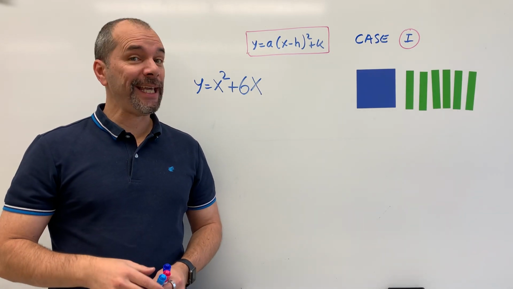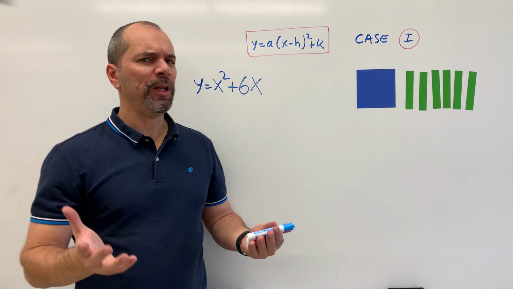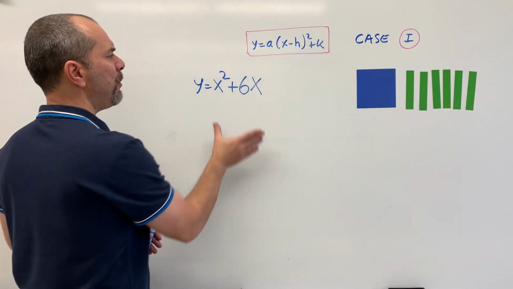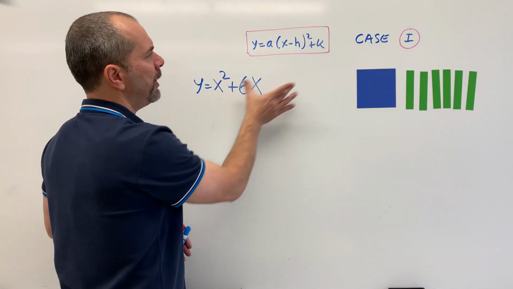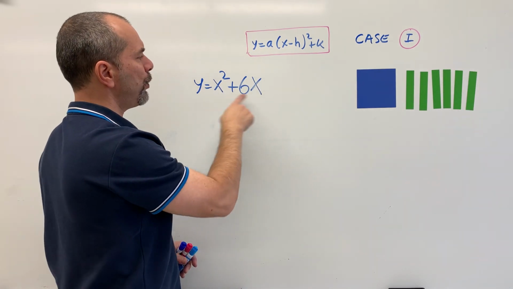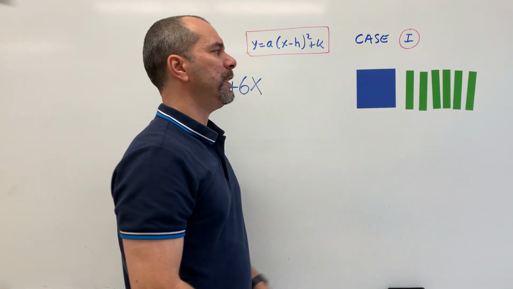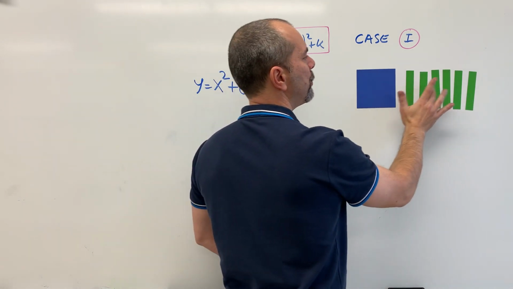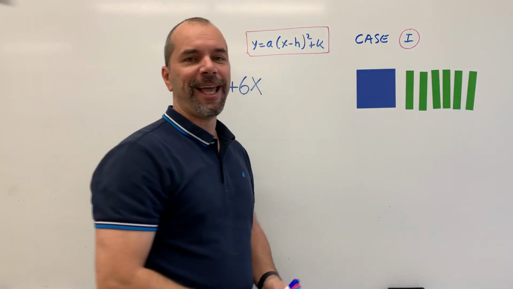Completing the square, case number 1. Completing the square is a process that helps us to bring something in standard form into vertex form. How does it go? Well, let's say I have x squared plus 6x. In algebra tiles, we have an x squared tile and 1, 2, 3, 4, 5, 6 x tiles.